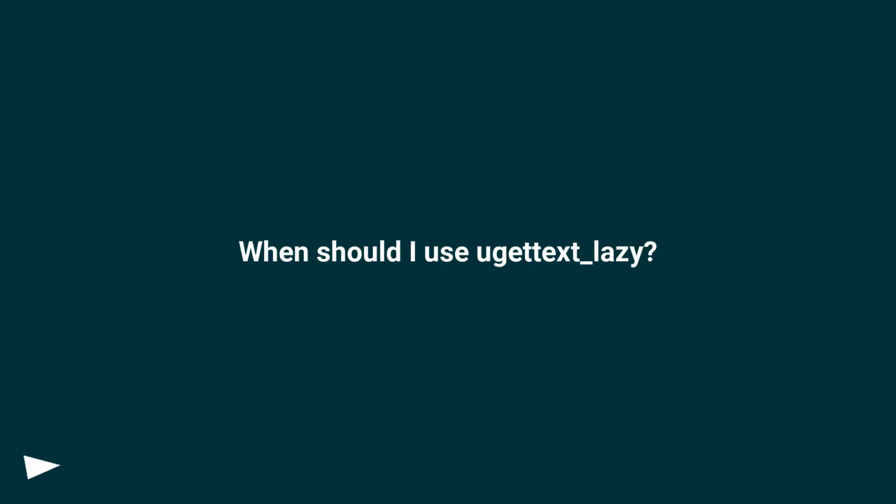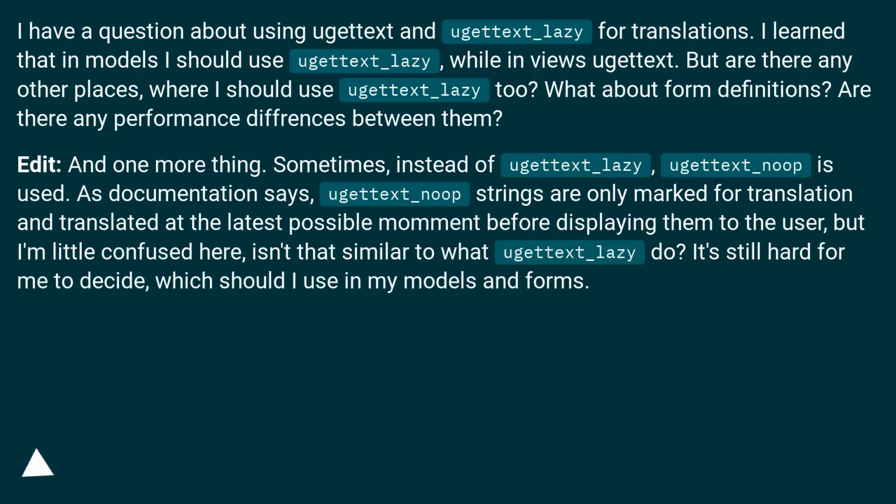When should I use ugettext_lazy? I have a question about using ugettext and ugettext_lazy for translations. I learned that in models I should use ugettext_lazy, while in views ugettext. But are there any other places where I should use ugettext_lazy too? What about form definitions? Are there any performance differences between them?